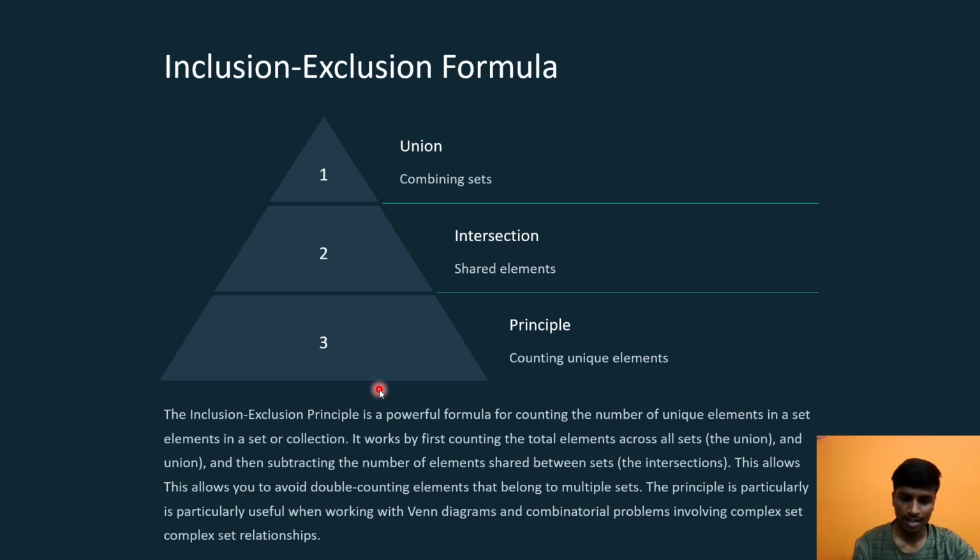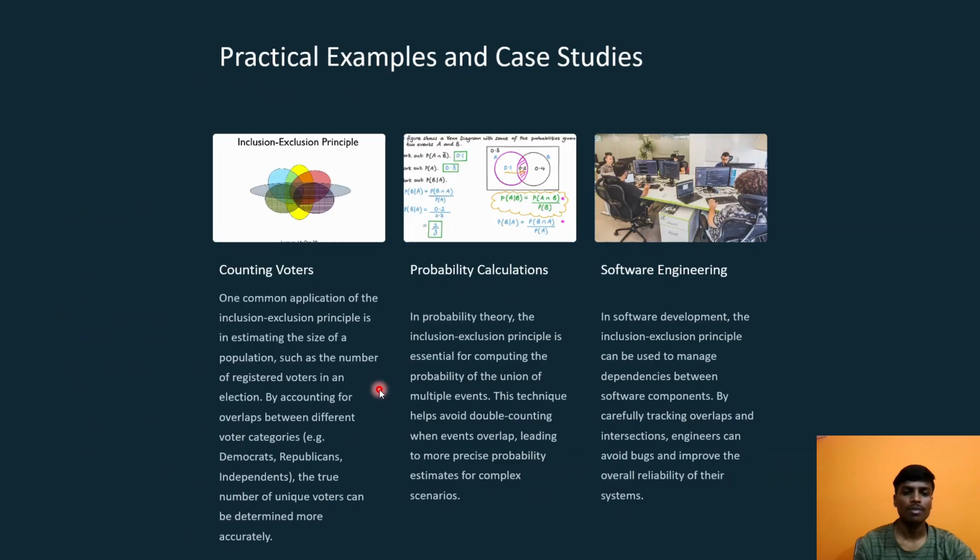set or collection. It works by first counting the total elements across all sets, the union, and then subtracting the number of elements shared between the sets. This allows us to avoid double counting elements that belong to multiple sets. The principle is particularly useful when working with Venn diagrams and combinatorial problems involving complex set relationships.